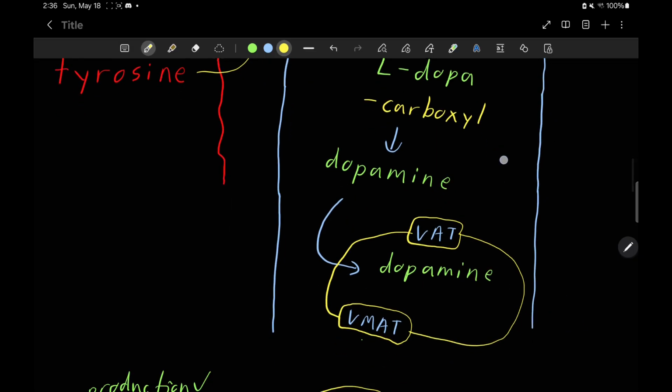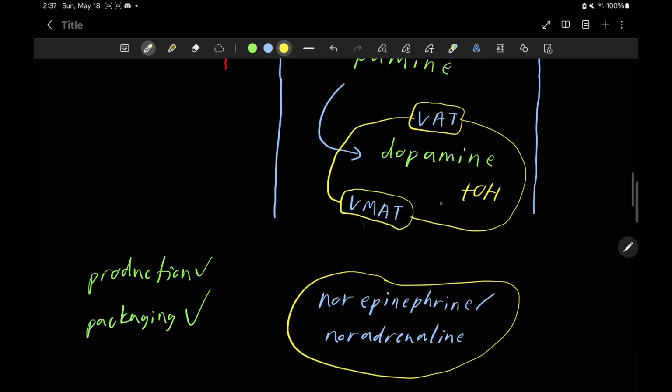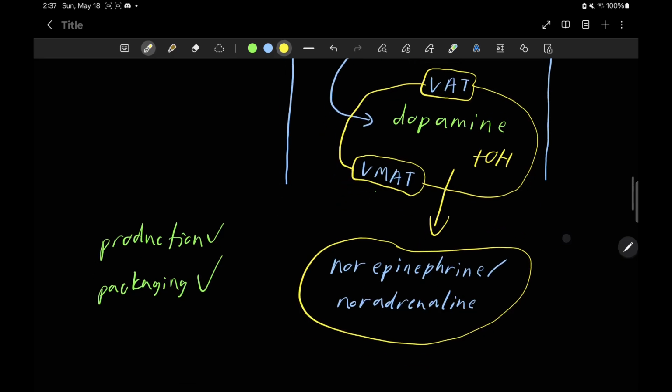But in other neurons, you don't stop at dopamine. You add the hydroxyl group and you go on to norepinephrine, and then this is what gets stored and eventually gets released out of the neuron to go and do responses. Well, it actually depends on the type of neuron.